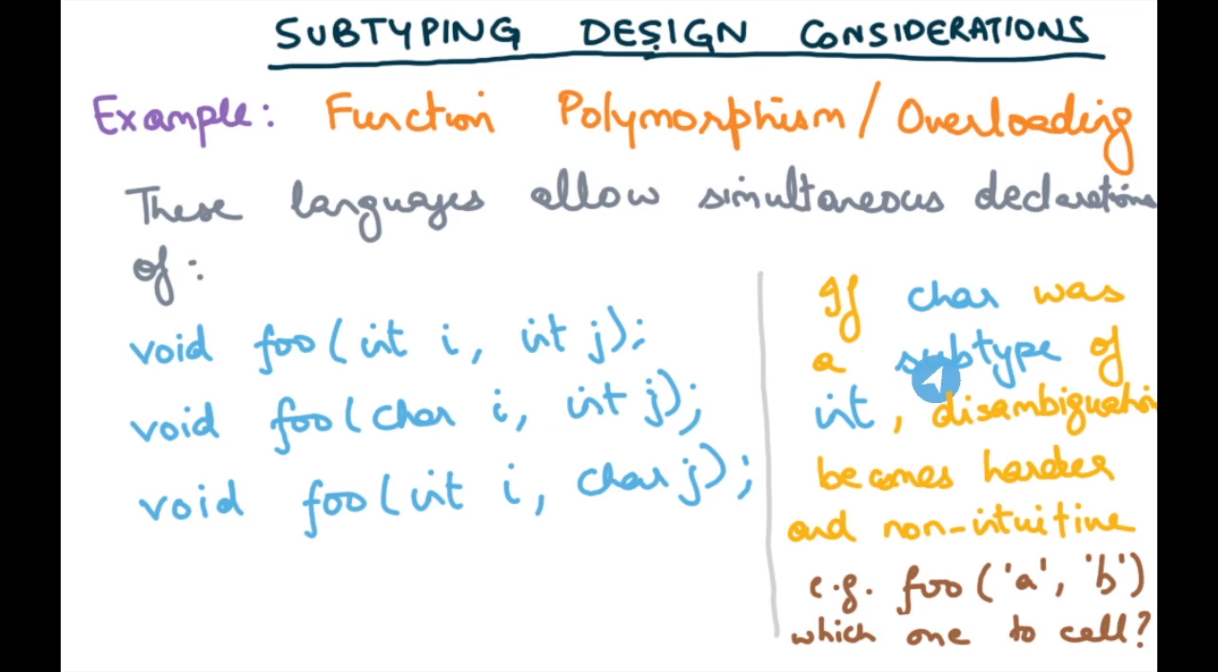Now notice that if char was a subtype of int, then disambiguation becomes much harder. For example, if the user calls foo with two characters, let's say character A and character B, it becomes much harder to say which one of these should be called. Should the first one be called, should the second one be called, or should the third one be called? Because if character was a subtype of int, then it appears that any of them can pattern match. A character is being used in a context where character is expected, and a character is being used in a context where int is expected. And because character is a subtype of integer, it may appear that the second function can get called. But the same logic also applies for the first and the third functions as well. So when the language designer is making these choices of the subtyping relation, there are all these considerations they have to consider.